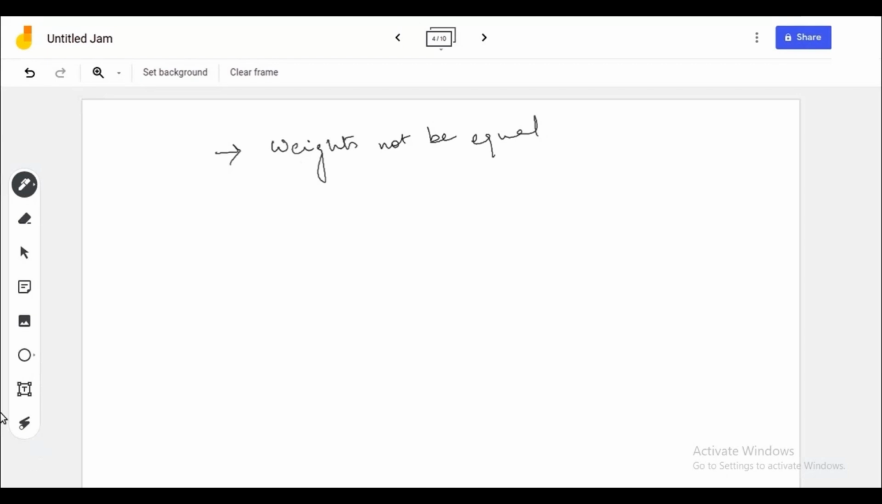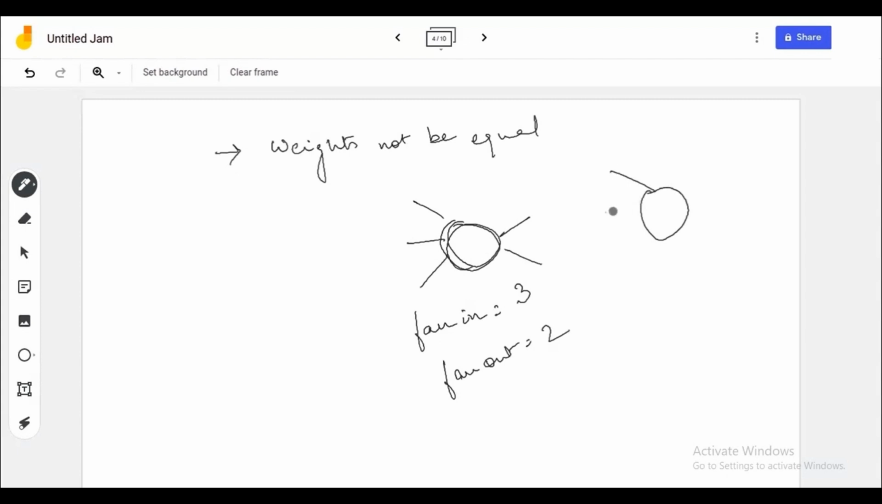So, they should be randomized, but randomized from a distribution. Now before I explain how the weights are initialized, let me cover a few concepts here. Let's say this is a neuron. It has 3 inputs and 2 outputs. So we have a term called fan in. Fan in is equal to the number of inputs, so here 3, and fan out is equal to the number of outputs, that is 2. If we have, say, 4 inputs and 3 outputs, fan in will become 4 and fan out will become 3.